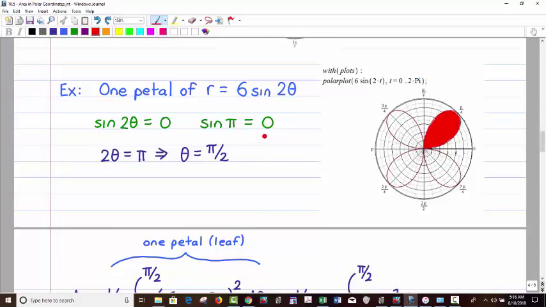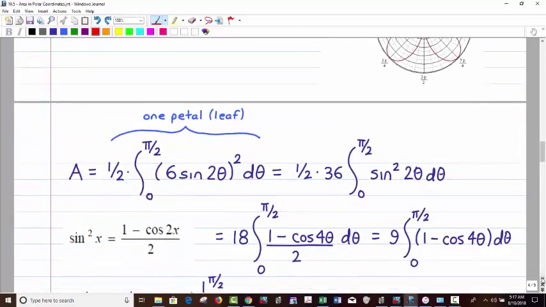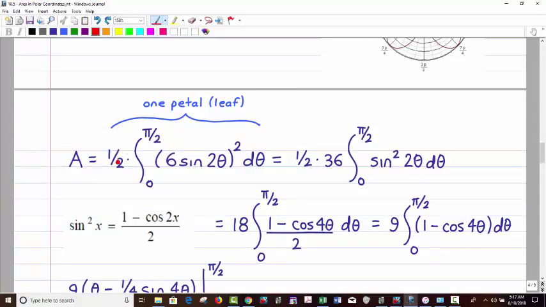Alrighty, so we know 0 is the first place that sine is going to be 0, but then the next place will be pi. For cosine it was pi over 2. For sine, the first place after 0 you get is pi. So if sine of 2 theta needs to equal 0 and sine of pi equals 0, you just set 2 theta equal to pi, and theta equals pi over 2. And there we have it. So now our interval is going to go from 0 to pi over 2 with the 1/2 from the formula, but not with the 2 this time.